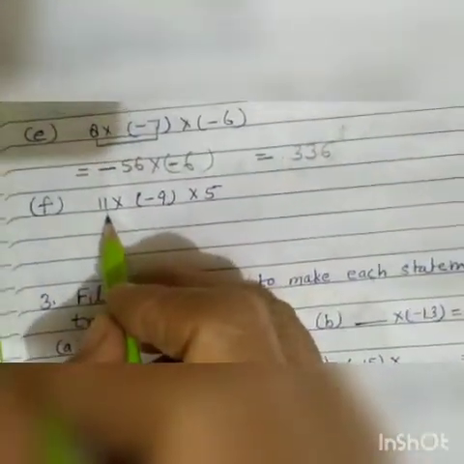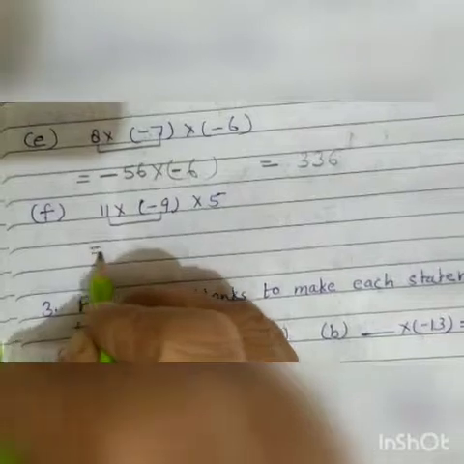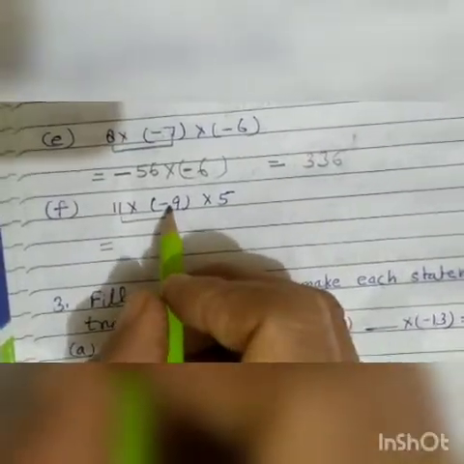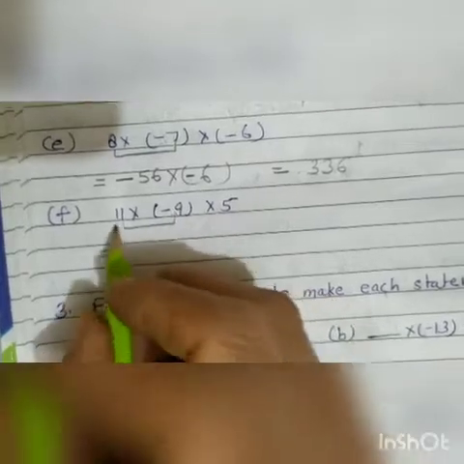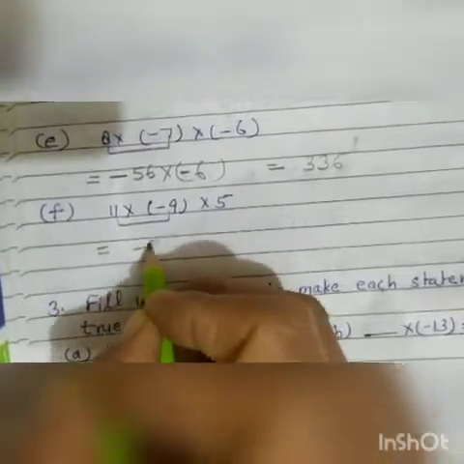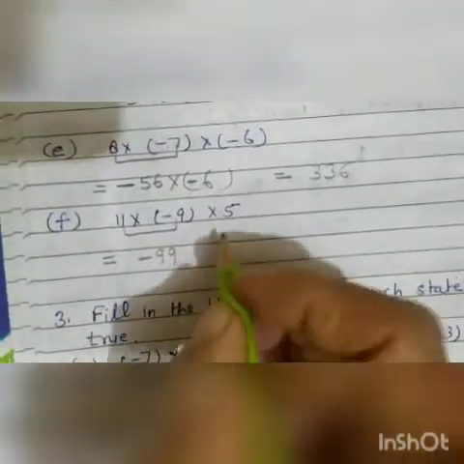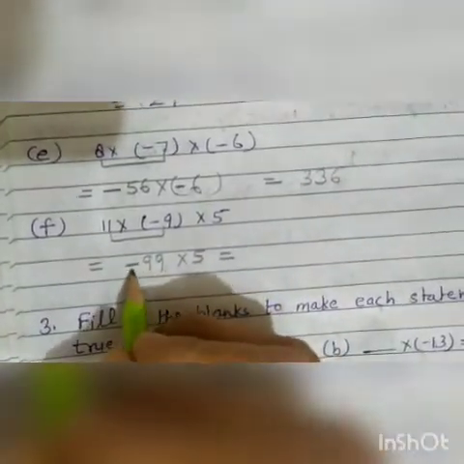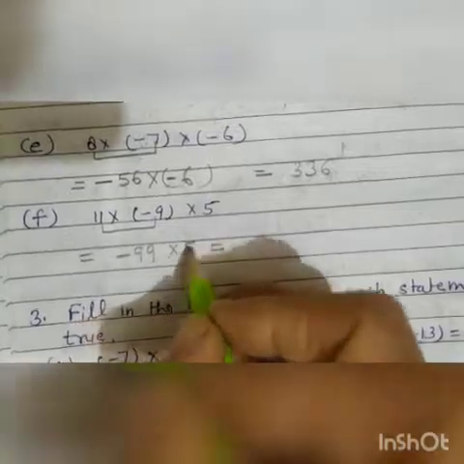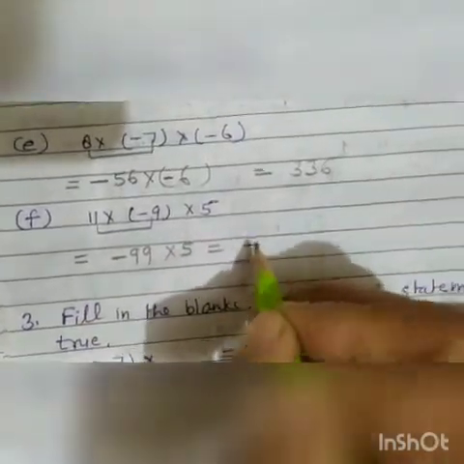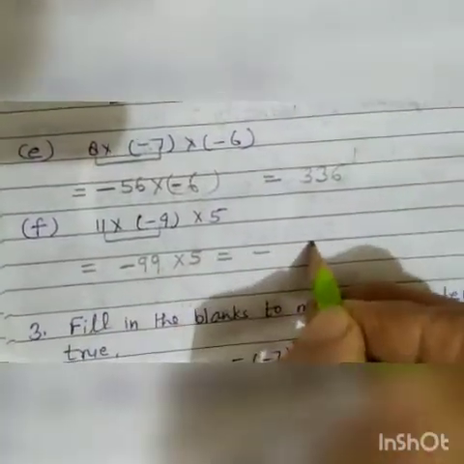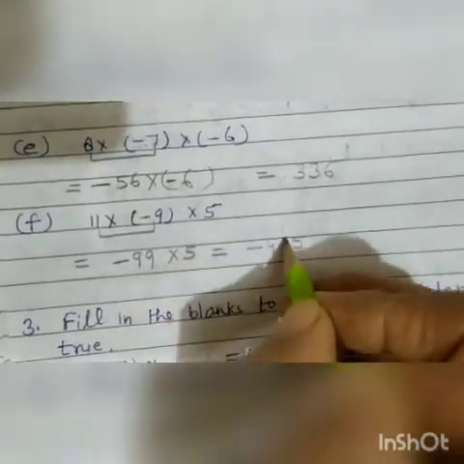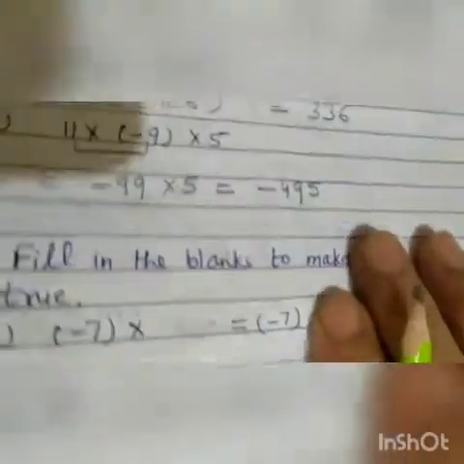Again, first we will multiply these 2 integers. First is positive and the other is negative. So their product will be negative. 11 times 9 is 99, minus 99. Multiply this by 5. Now again one integer is negative, the other is positive. So their product will again be negative. 5 times 9 is 45, carry 4, 5 times 9 is 45 and 4 is 49. Clear?